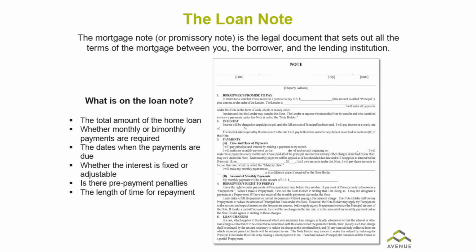It's your total amount of the home loan, whether monthly or bi-monthly payments are required, the dates when the payments are due, whether the interest is fixed or adjustable. We talked about the differences in those. And are there any prepayment penalties? Some notes do, and that's an important one. Most loans do not have prepayment penalties, but you need to look for that if it's in there.